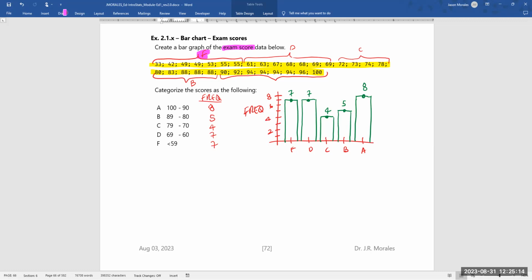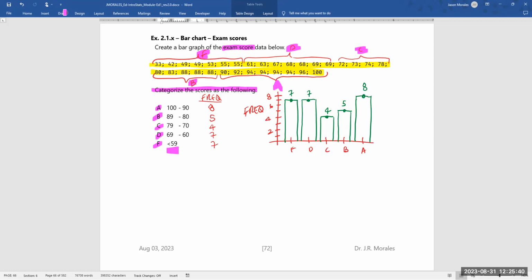So we've got a letter grade of F, a letter grade of D, a letter grade of C, B, and A. If we categorize the scores according to A, B, C, D, and F, then we know that a score of F is going to be numbers that are less than 59.